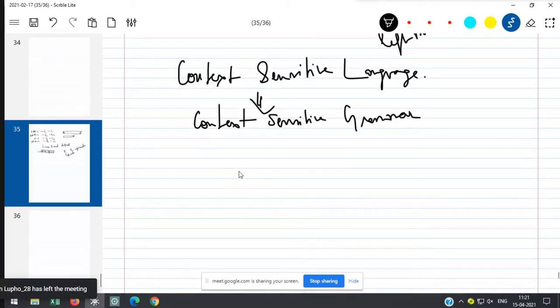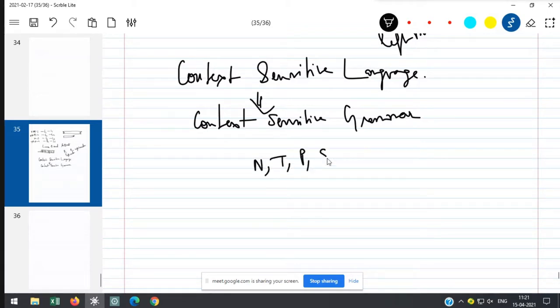Now, let me explain what kind of production rules are considered as belonging to this context sensitive grammar. When we talk about grammar, we already know the N, T, P, S. This is the general definition of a grammar. N represents the set of non-terminals. T represents the set of terminals. P represents the productions. This is S. This is the general mathematical definition of grammar.